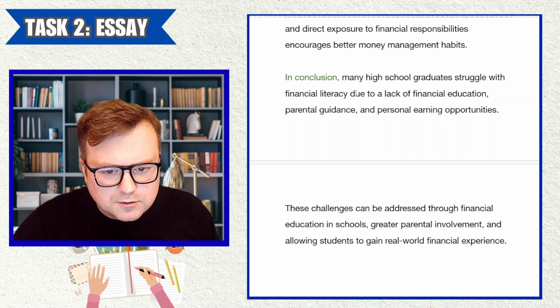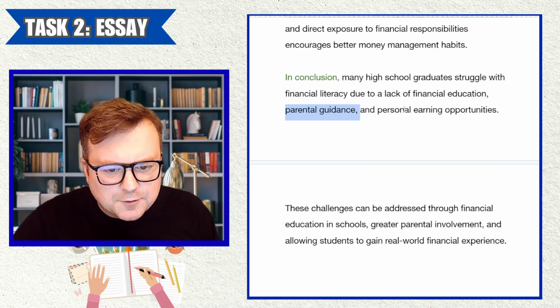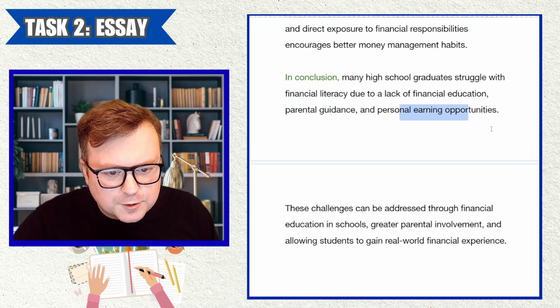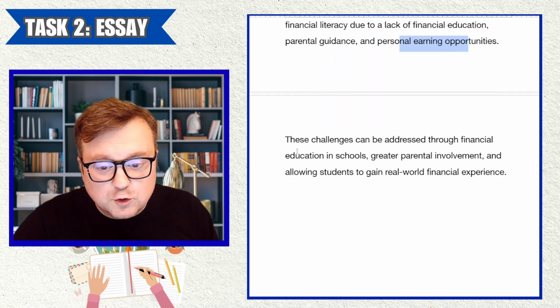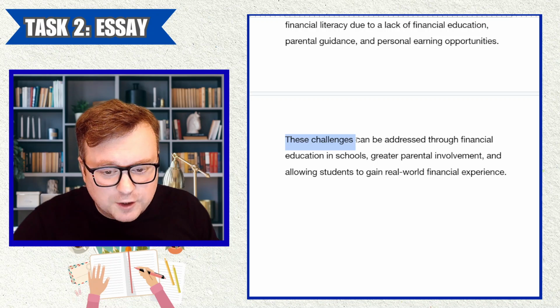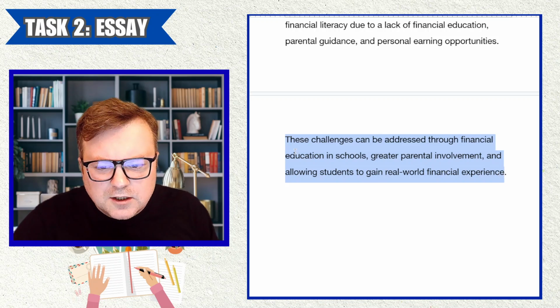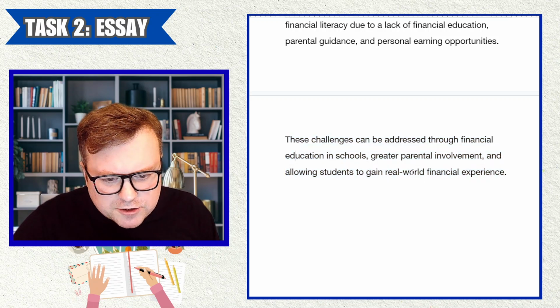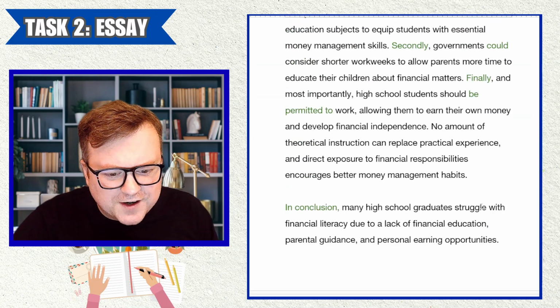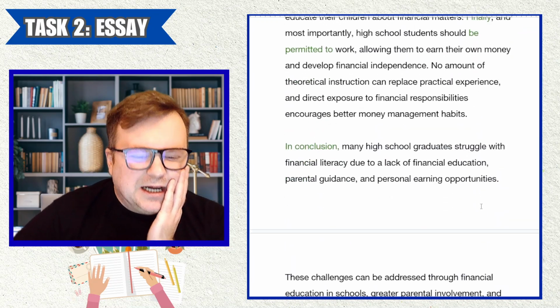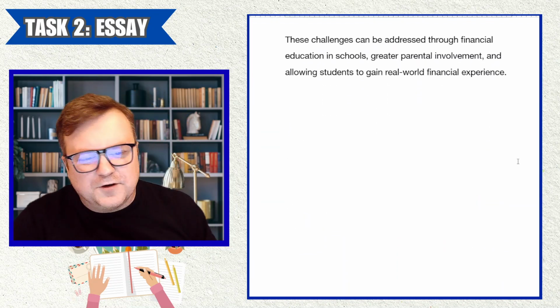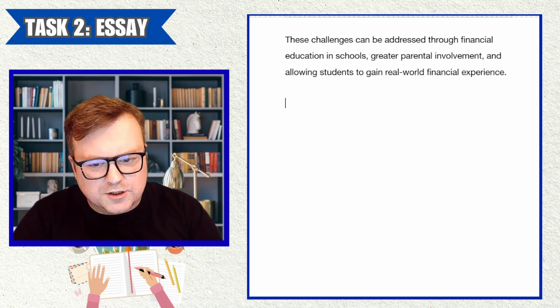"In conclusion, many high school graduates struggle with financial literacy due to a lack of financial education, parental guidance, and personal earning opportunities." Full stop. "These challenges..." Okay, cool, just briefly summarizing, wonderful. There's no additional comment here, but that's okay. "These challenges can be addressed through financial education in schools, greater parental involvement, and allowing students to gain real-world financial experience." Now, I have a difficult task to judge this.